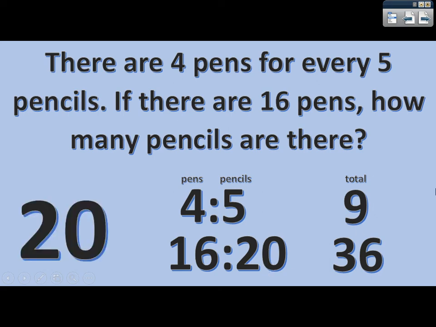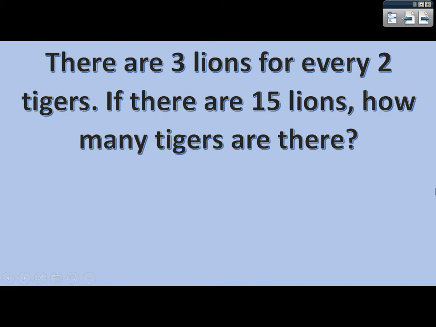Let's do another one. There are 3 lions for every 2 tigers. Write down the ratio, 3-2, lions, tigers. You don't have to write the words. I find it very useful. Lions has changed to 15, hasn't it? If there are 15 lions, how many tigers are there? So lions is going to change to 15. What do you do to 3 to get to 15? 3, 6, 9, 12 and 15, you times it by 5. So times the tigers by 5 as well. Times both these numbers by 5 and you get a new ratio.